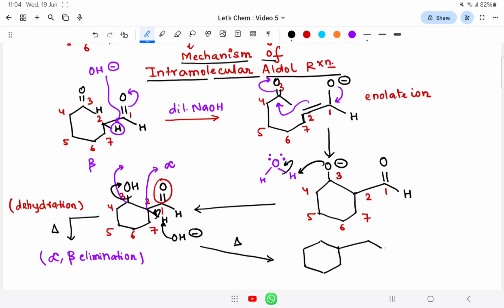and that is all aldol condensation is all about. And I hope you are aware about that. Yes, you are aware about it. 1 2 3 4 5 6 7. This is our final product that you have got. I would leave a question for you guys to be answered in the comment section. What is the IUPAC name of this compound?